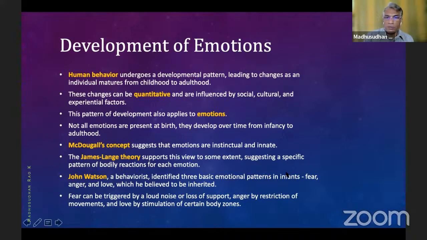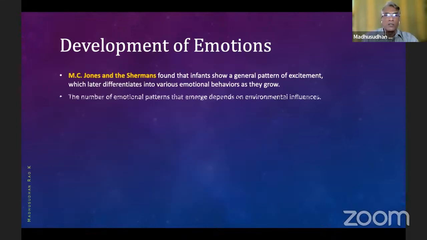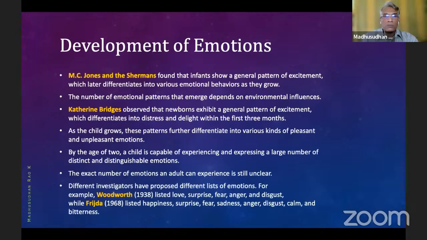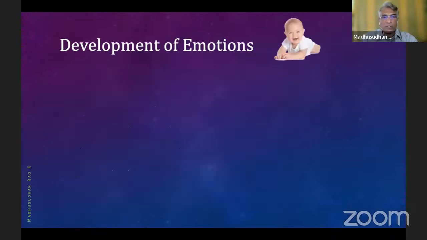I'll show you some images. John Watson, a behaviorist, identified three basic emotional patterns in infants: fear, anger, love, which he believed to be inherited. He said fear, anger, love are inherited, inborn. That's what he said. Fear can be triggered by loud noise or loss of support, anger by restricting movement, and love by stimulating certain bodily zones. This I have given you here.